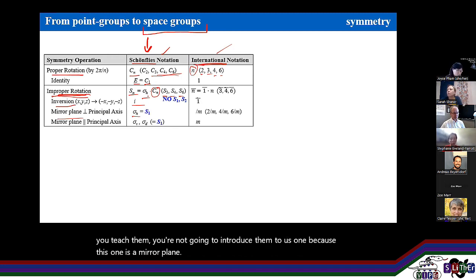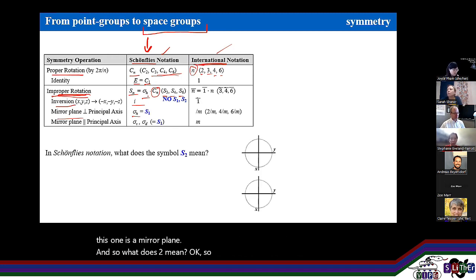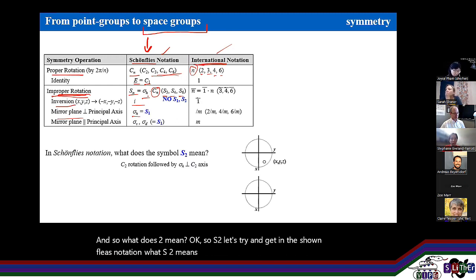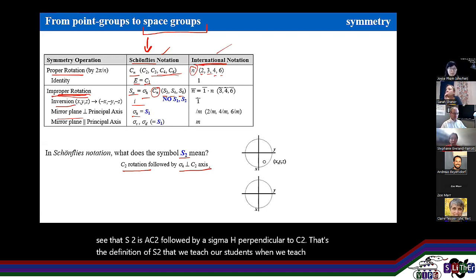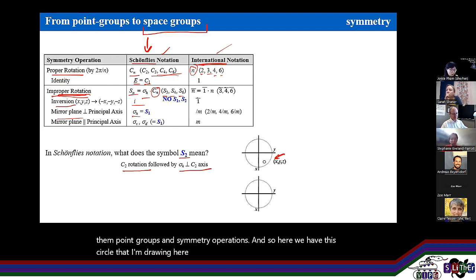And so what does S2 mean? Let's try and get in the Schoenflies notation what S2 means. Looking at the diagram here, you can see that S2 is a C2 followed by a sigma h perpendicular to C2. That's the definition of S2 that we teach our students when we're teaching them point groups and symmetry operations. And here we have this circle that I'm drawing. It says X, Y, Z, so Z is looking down this right here.